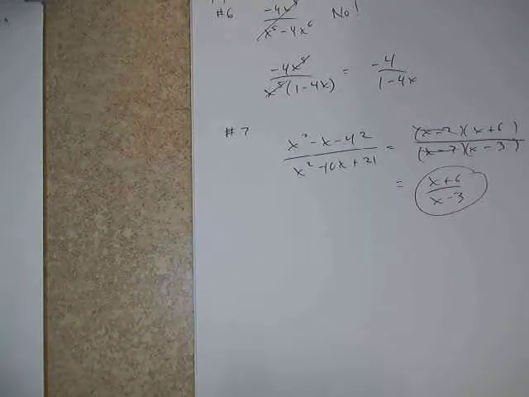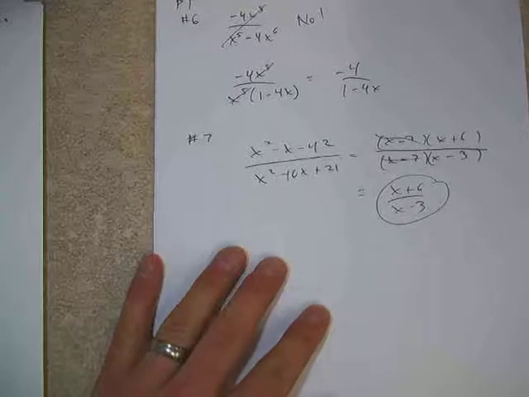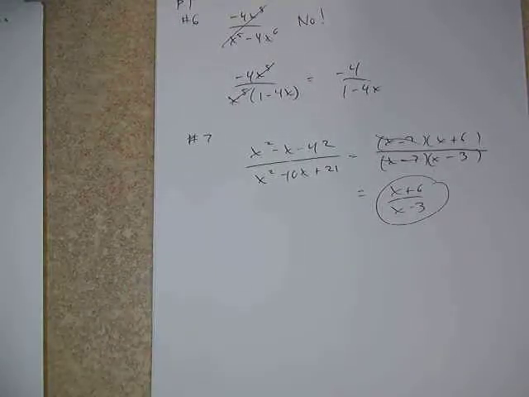And so if we factor them appropriately, we notice that we do have an x minus 7 and an x minus 7. So we can cross those two out. And our final answer then will be x plus 6 over x minus 3. And we're done. Okay. That will do it for our lesson 8.1.